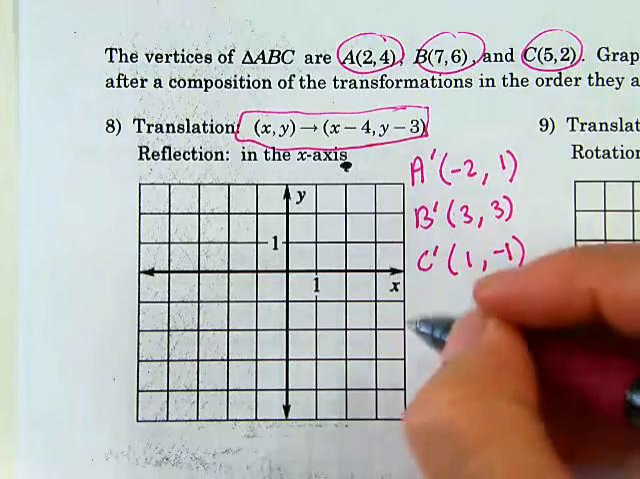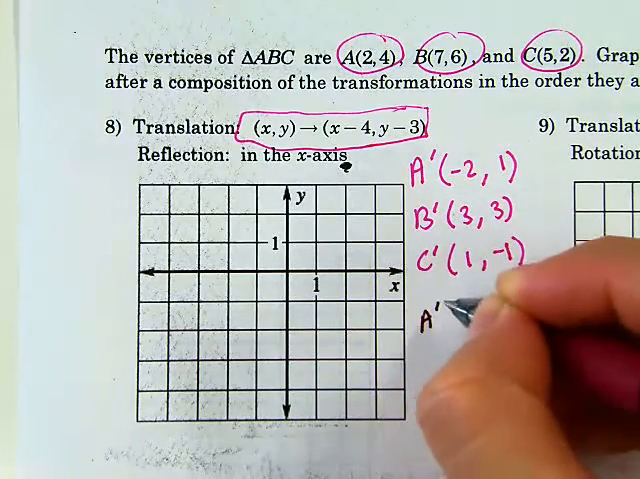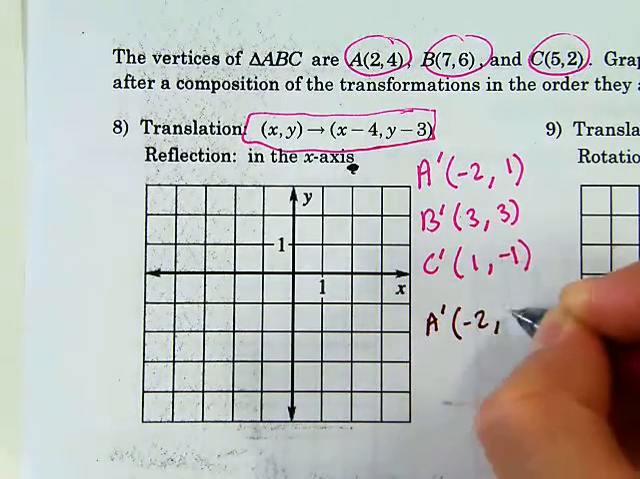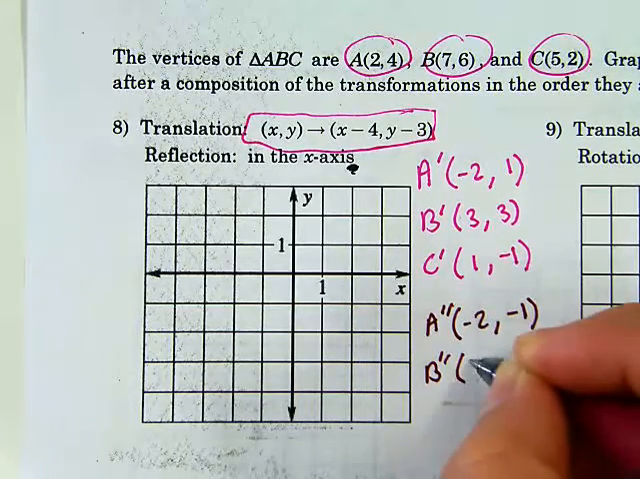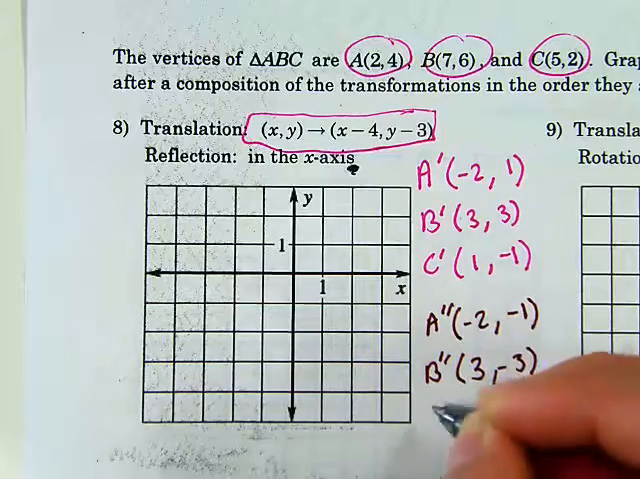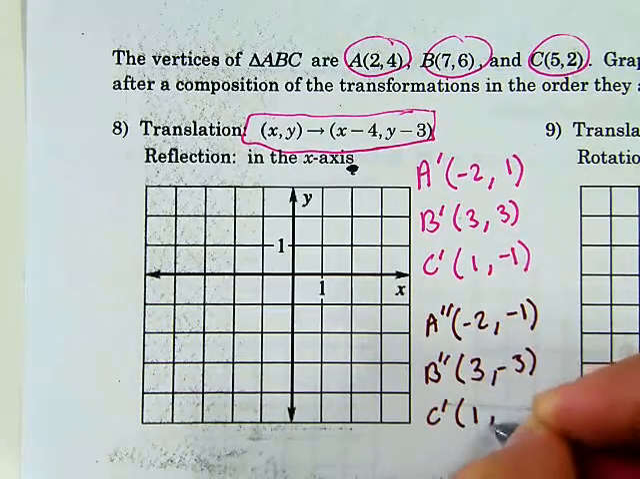From there, we can do our reflection over the x-axis, which if we're flipping over the x-axis, we know our y's change, but our x's are staying the same. So our x is the same, and we just change the sign of our y value. So we get 3, 3, C prime, we get 1, 1.